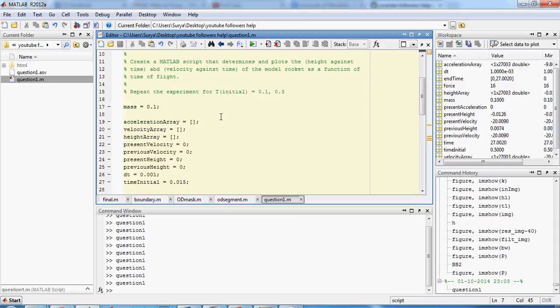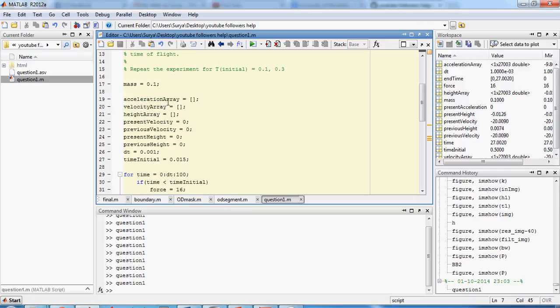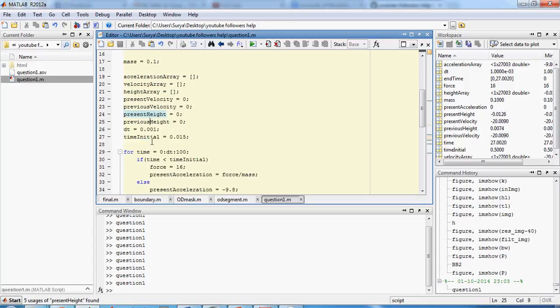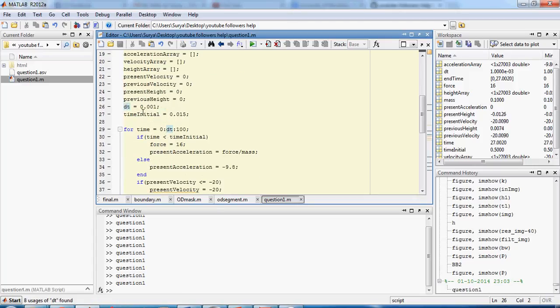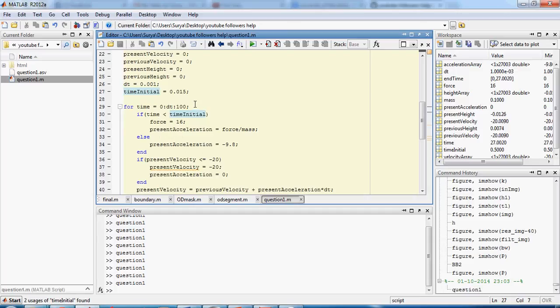Okay, so let us look into the solution now. Mass is equal to 0.1 kg. I'm just taking an array of acceleration, velocity and height to record the height, velocity and acceleration at any point of time. This is the present velocity, previous velocity, present height, previous height, and the time interval dt of 0.001 seconds and T initial 0.015.